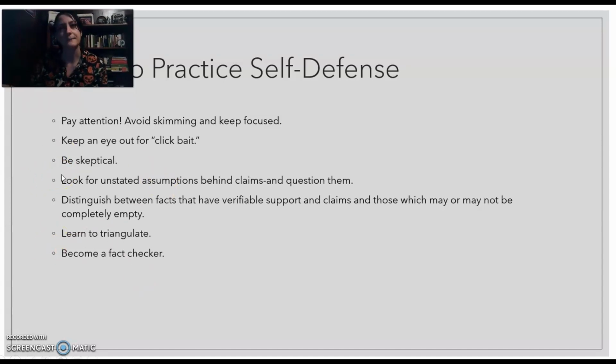Again, always be skeptical. Don't just go for your best friend's argument because they're your best friend. Always be skeptical, listen to what they're saying, always have sort of a stance of openness. Look for unstated assumptions behind claims and question them.